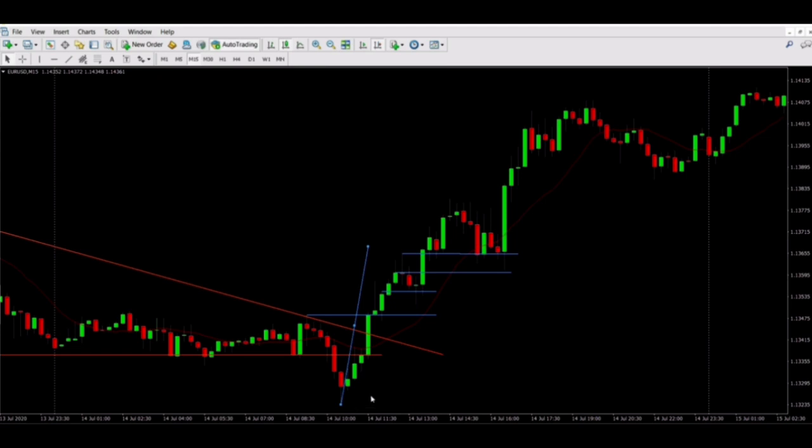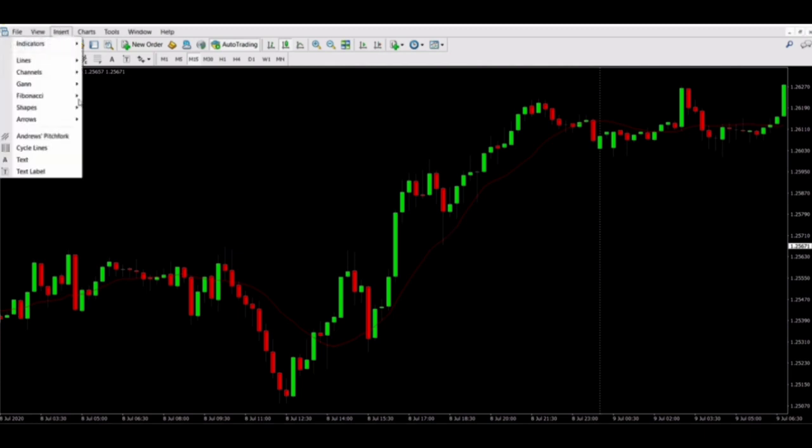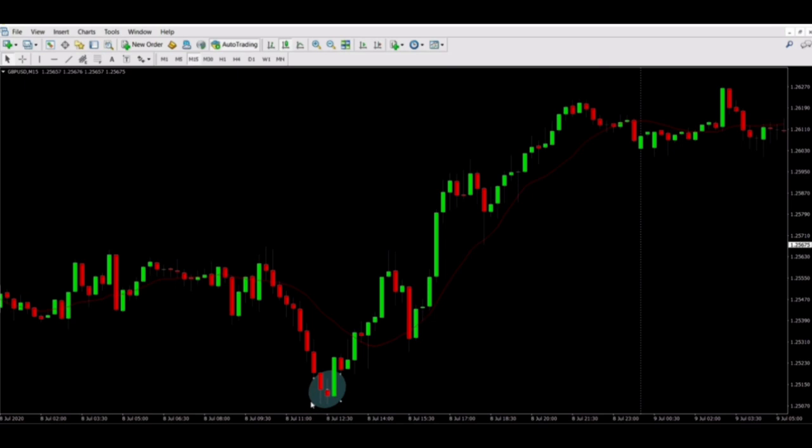So let me show you guys some more examples. Okay, so this is British pound. So what do we have here, guys? We have a nice little inverse head and shoulders. Okay, let me show you guys real quick. So we have the head right here, guys. We have the left shoulder right here and the right shoulder right here.